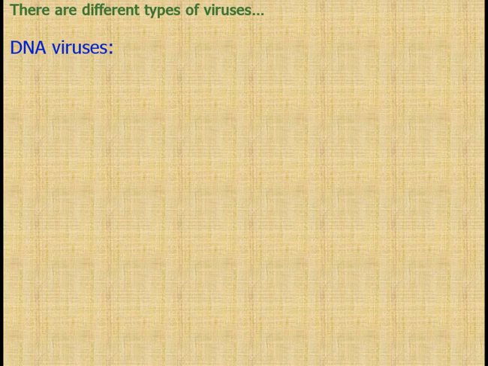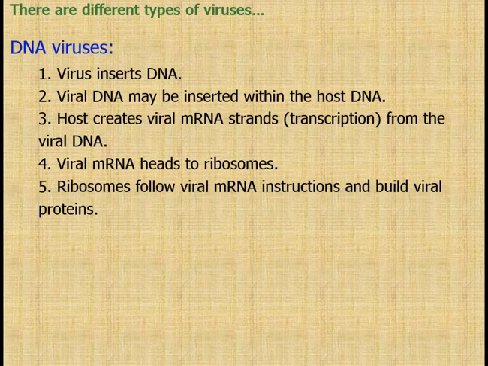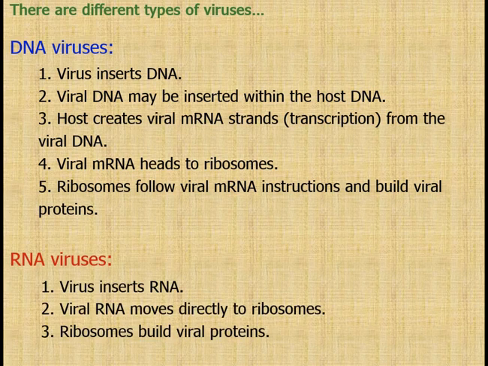Now, there's different types of viruses, and I'm not going to spend a whole lot of time talking about them. The DNA viruses are the most stable viruses. They have DNA, they inject their DNA, the host cell copies the DNA and makes RNA, and then the RNA tells the cell how to build more viral proteins. Some viruses have RNA in them. The virus inserts its RNA, the RNA moves directly to the ribosomes, and the ribosomes build the viral proteins. Where it becomes particularly difficult are the retroviruses, and we'll get to that next.